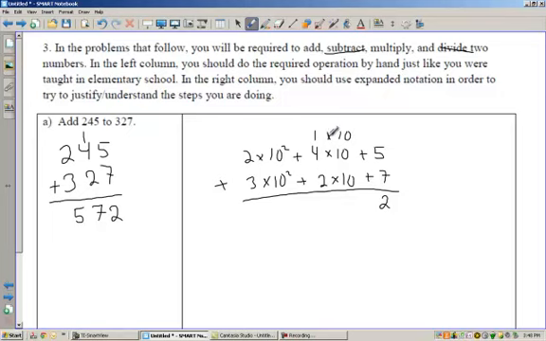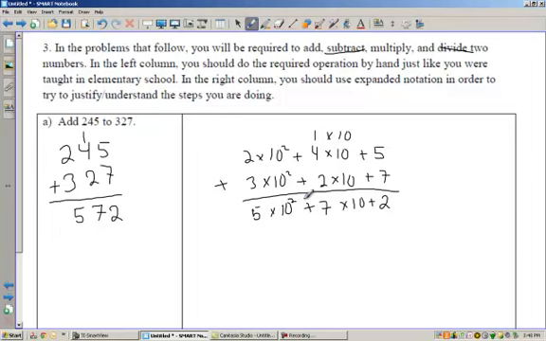Now I add this column, so I have not just 1 plus 4 plus 2, but I'm really adding 10 plus 40 plus 20. All right, so that gives me 70. So I have 7 times 10. And so that's why I add that column, and I get a 7 here. And then I add the final column, and this is not really just 2 plus 3, which is, of course, 5. It's actually 2 hundreds and 3 hundreds, which gives me 5 hundreds.